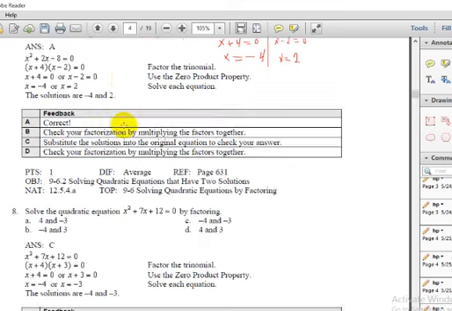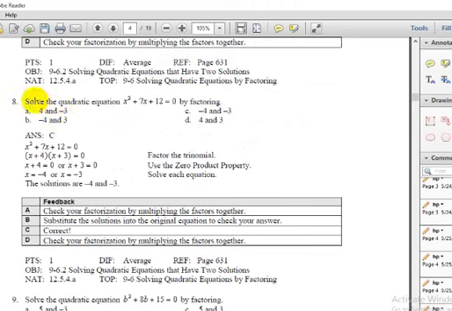Very good. Let's solve number 8. Also, I'm going to make two brackets. Very good. What are the factors of 12? 3 times 4. If I add them, it will give me 7. The last term is positive, so the two terms are like the middle. So the two terms are positive.